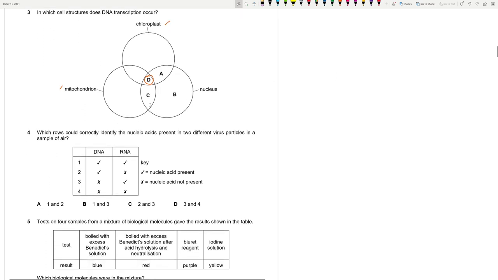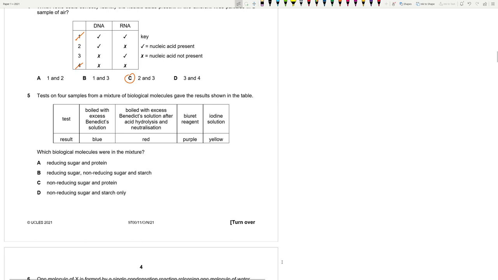Which rows could correctly identify the nucleic acids present in two different virus particles in a sample of air? A virus either has DNA or RNA, but not both. Do you understand? Either DNA or RNA, but not both. A virus contains either DNA or RNA only. It can't contain both. That's the logic, okay? So 1 is wrong and 4 is wrong because it has to contain only one. 2 and 3 are correct, so 4 should be C.